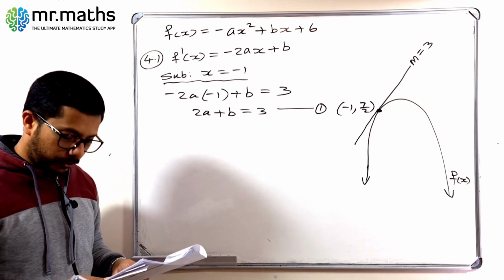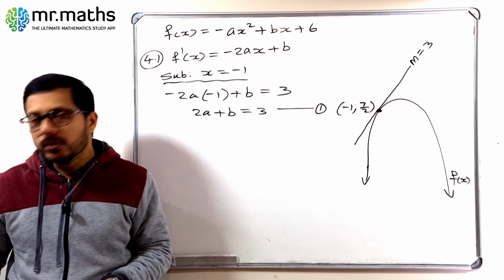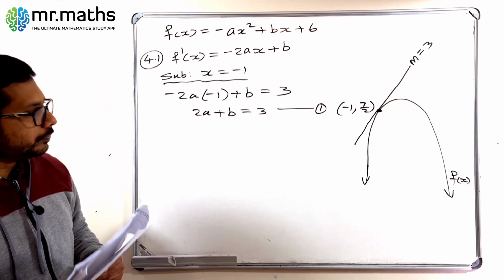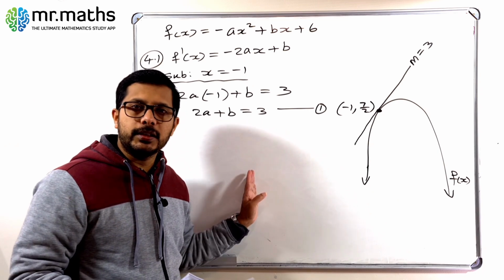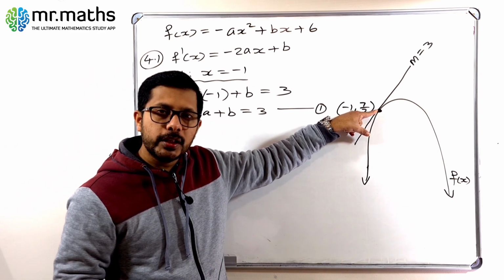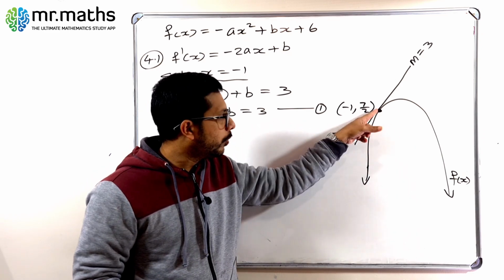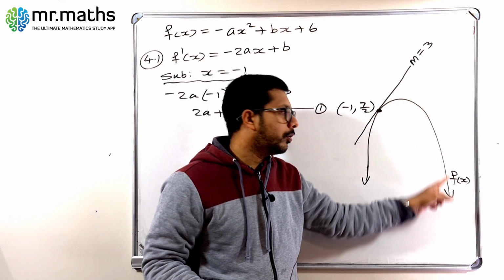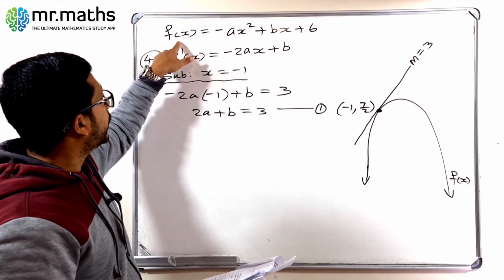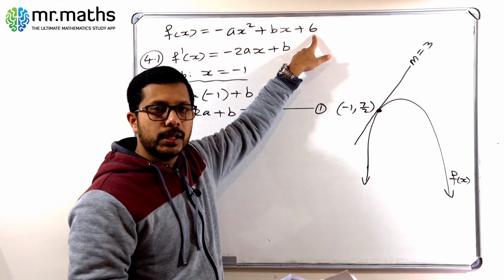How many marks for that question, guys? 5 marks. That means you have to do something there. So we got one equation. Now listen very carefully. Now leave all the gradient and tangent and everything. This point is a point on this quadratic function. So we know the equation of the quadratic function, f of x is equal to minus ax square plus bx plus 6.